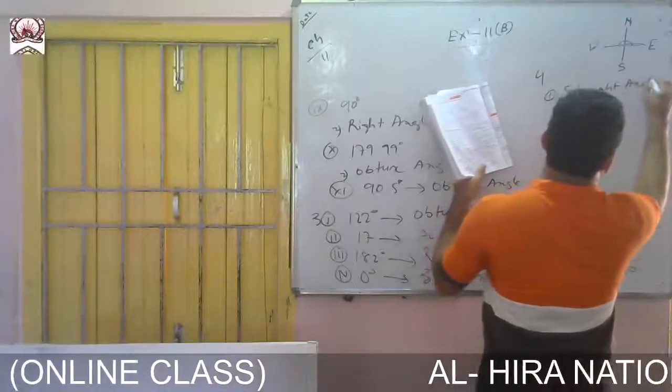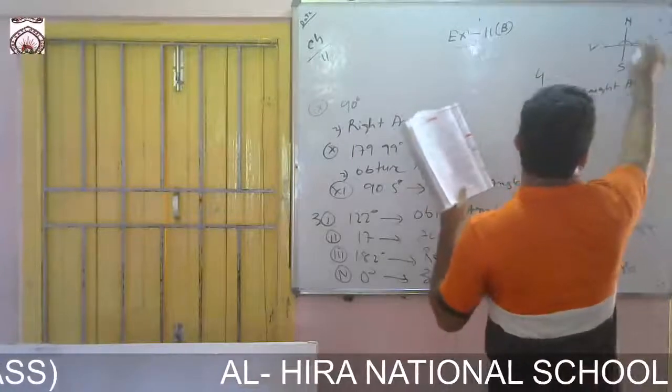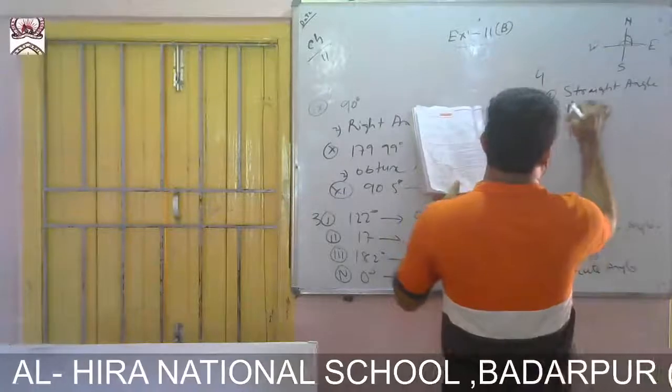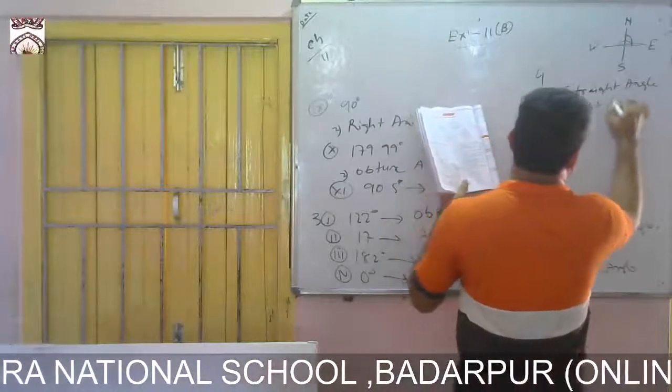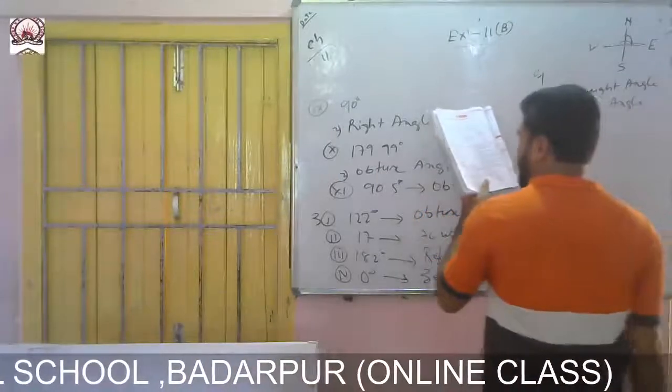Straight angle. Now number 2, east to north. East to north, that means this angle. What is it? 90 degrees. So it is a right angle.